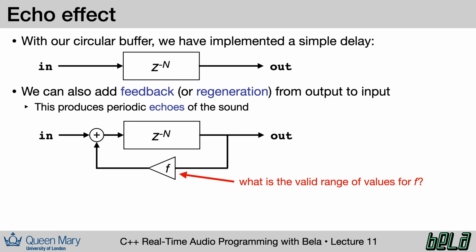If the value of f was greater than or equal to 1, then the echoes would grow in amplitude without bound and eventually would saturate our system.